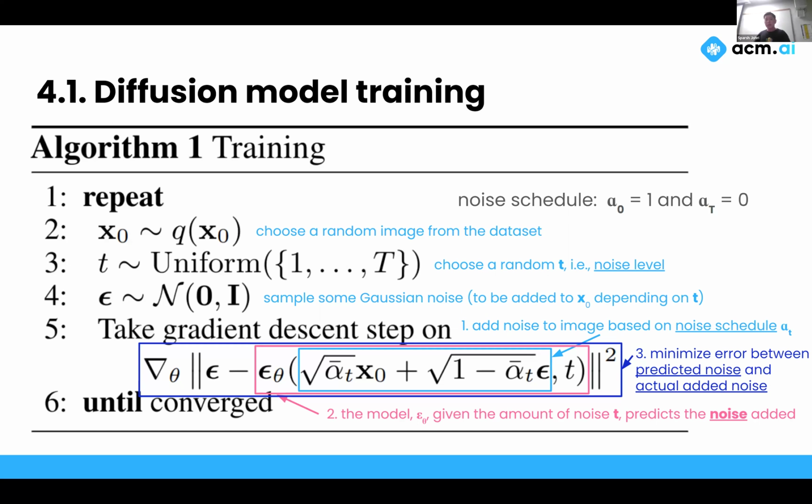Yes. So alpha t is a function of t. Yes, it is basically a list of coefficients, right? Like alpha 0, alpha 1, alpha 2, alpha 3, all the way. It's just a list of coefficients that we define. Yes.